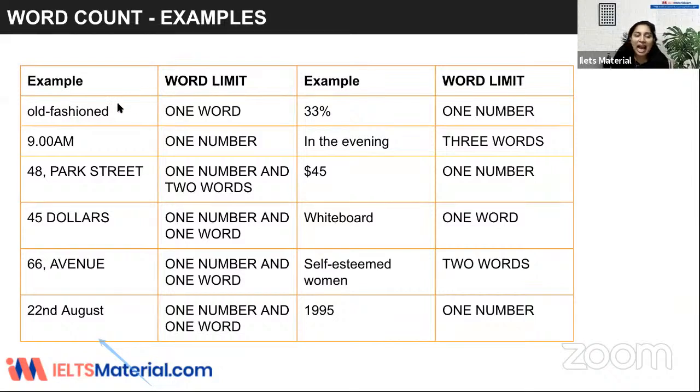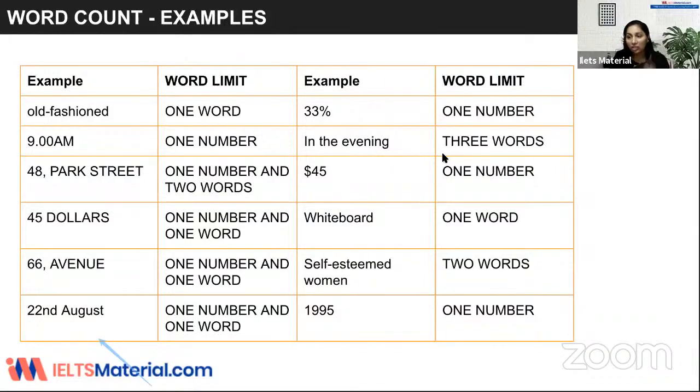Okay, so if I take hyphenated words, that is old-fashioned. Old-fashioned is called a hyphenated word. Why? Because it is with the hyphen. So yes, it is considered to be 1 word. And if I take 33%, it is considered as 1 number. I can also write it as 33 percent according to the instruction given. If the instruction says that you can write 1 number and a word, then you can definitely write it as 33 percent, P-E-R-C-E-N-T. Then the next one is 9 a.m. 9 a.m. is also considered as 1 number.